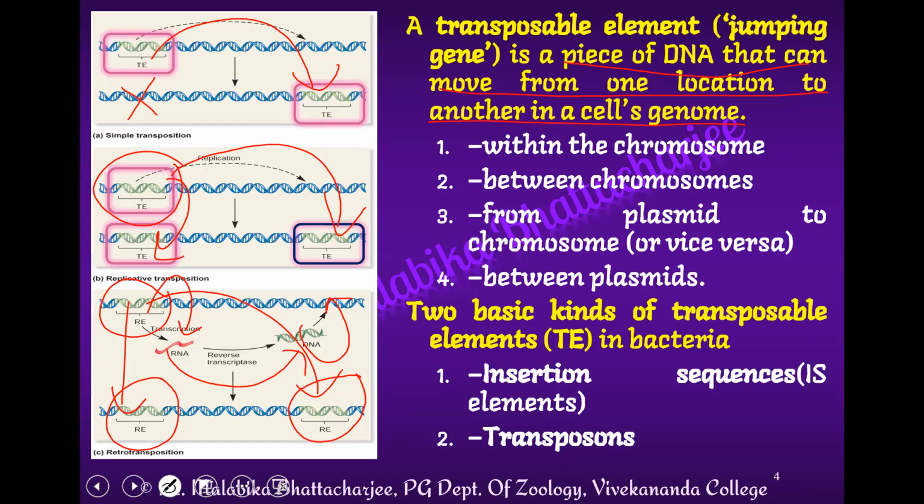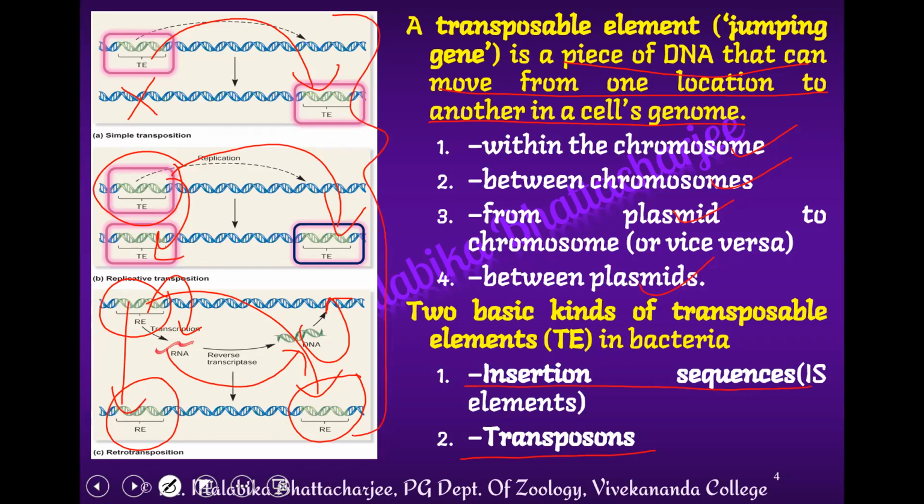So summarizing, we can say that transposons or DNA sequences can jump within the chromosome, between chromosomes, and from plasmids to chromosome. Plasmids are circular DNA molecules found in certain bacteria. It can jump between plasmids. And as another kind of definition, I have ordered the group of these jumping elements into two basic groups: insertional sequences and transposons. What we saw here are basically transposons.